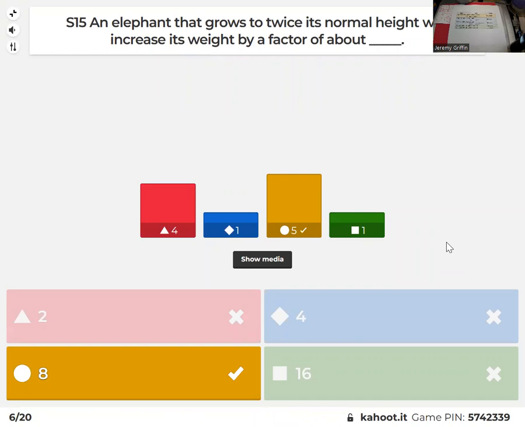Yeah, it's 2 to the power of 3, right? Because not only is it twice as tall, it's also twice as wide and twice as long. So I would say its volume would go up by a factor of 8, right? 2 to the power of 3, 2 times 2 times 2 is the answer, 8. And since mass occupies volume, it would be 8 times as massive, and therefore 8 times the weight.